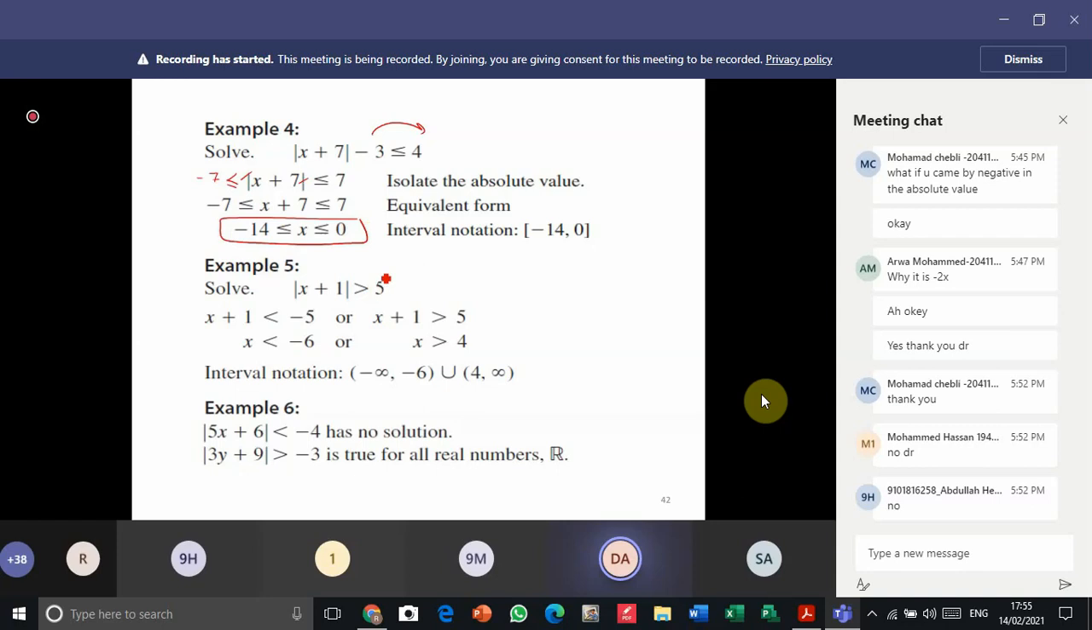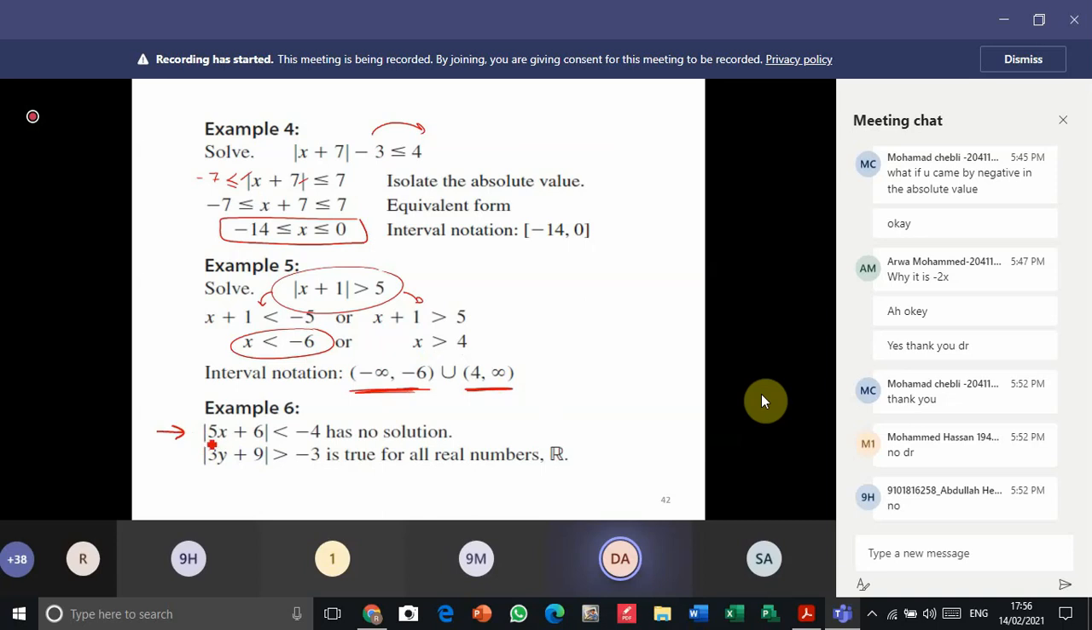Now if we have greater than, this is separate: x plus 1 greater than 5 or less than -5, and we have x less than -6 and x greater than 4, from 4 to infinity. Okay, look at this one.